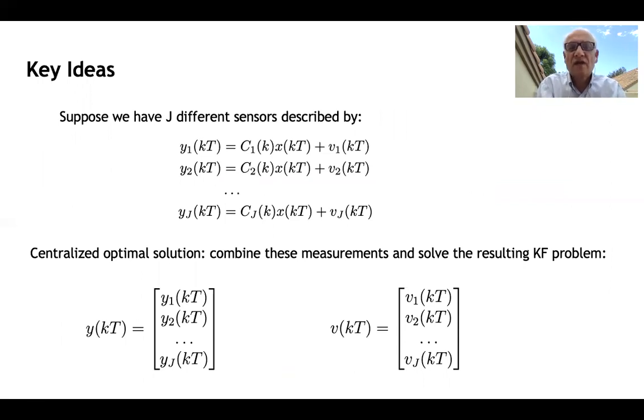Suppose you have J different sensors described by output equations. It is the same process dynamics, except that you have J different outputs. Conceptually, this is not what you would actually do, but what you could do is combine all the outputs into a single vector Y and apply a Kalman filter. You can do this, and that would be your optimal estimate if you didn't have any constraints on the network or distributed sensing.